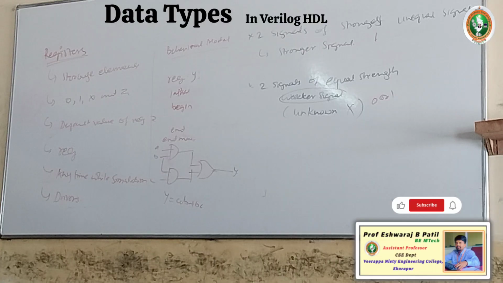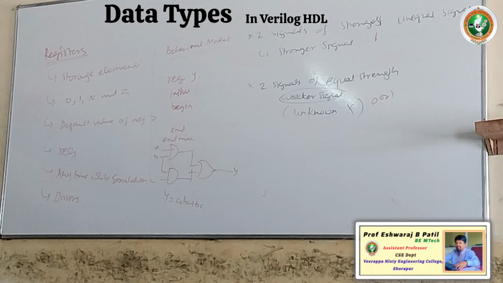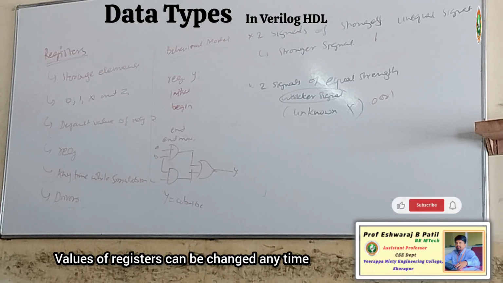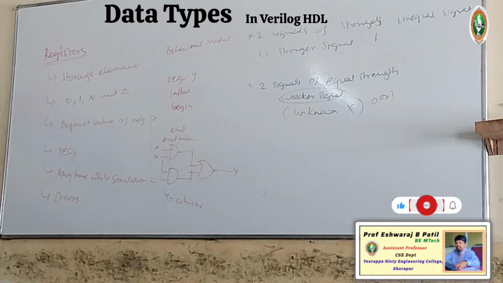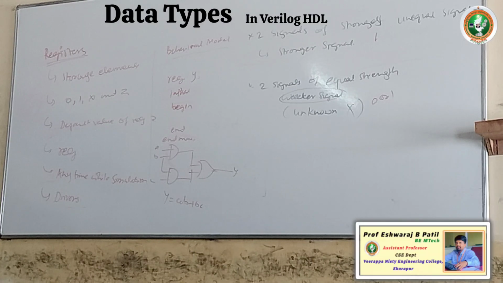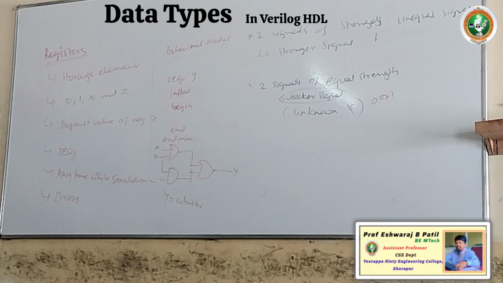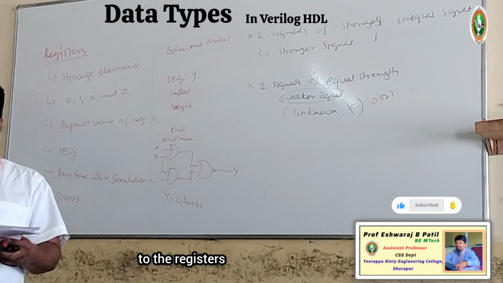Next point. Values of resistors can be changed anytime in a simulation, by assigning a new value to the resistor.